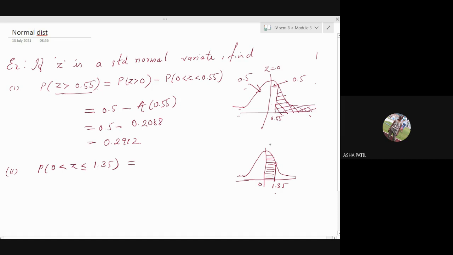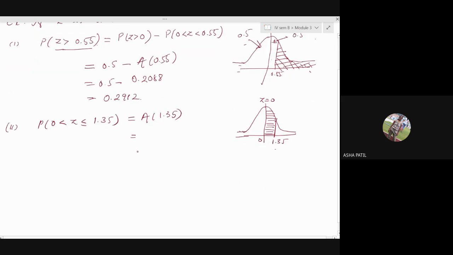What will you write it as? A of 1.35. Yes. We'll just go for A of 1.35. That will give us the value of the probability. Check out in your table how much is the value of A of 1.35. See what value you have. That gives you the probability that Z lies between 0 and 1.35.